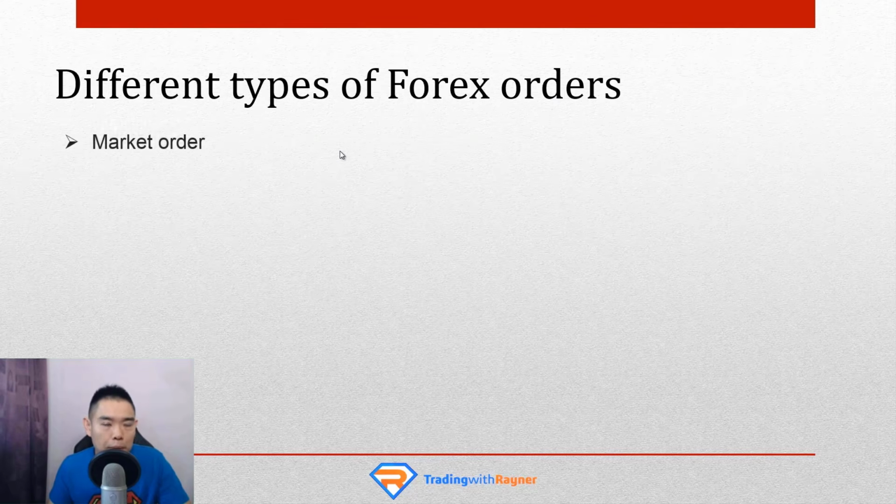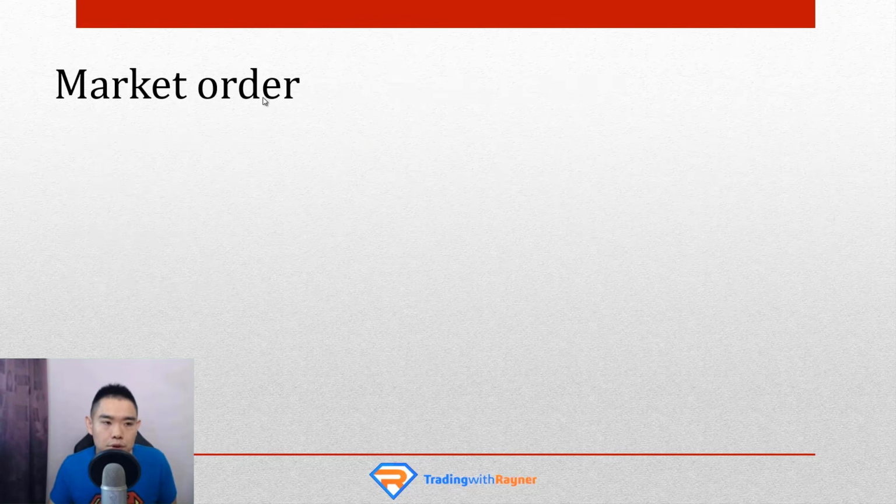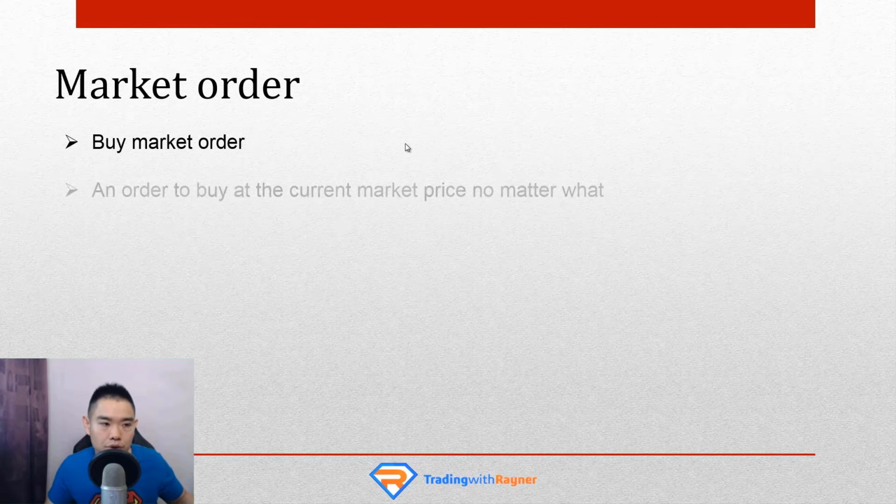First one, market order. Second one is a limit order. Third one is a stop order. And finally, a stop loss order. So let me explain each one of them step by step. First one is a market order. So let's say it's a buy market order, because it could also be a sell market order. The concept is the same, but in this case, let's go with a buy market order. This is, in essence, you're trying to buy at the current market price right now, no matter what.